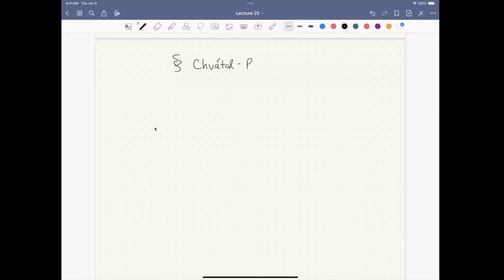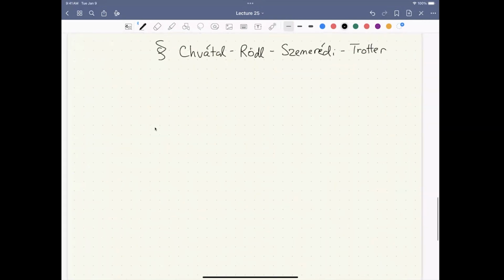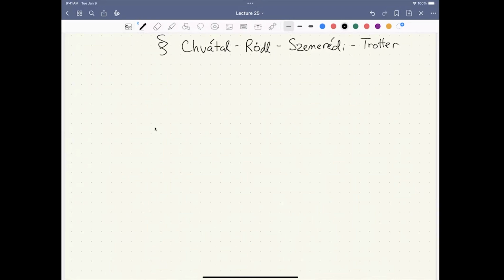This is Chvátal, Rödl, Szemerédi, Trotter. This is an application of the regularity lemma and embedding lemma in Ramsey theory.